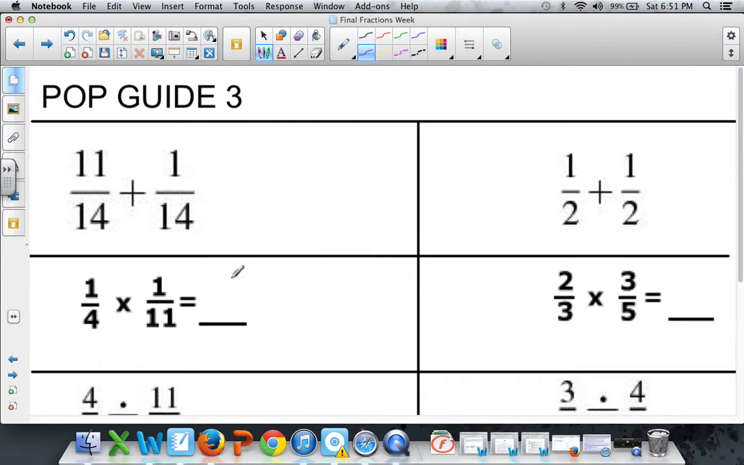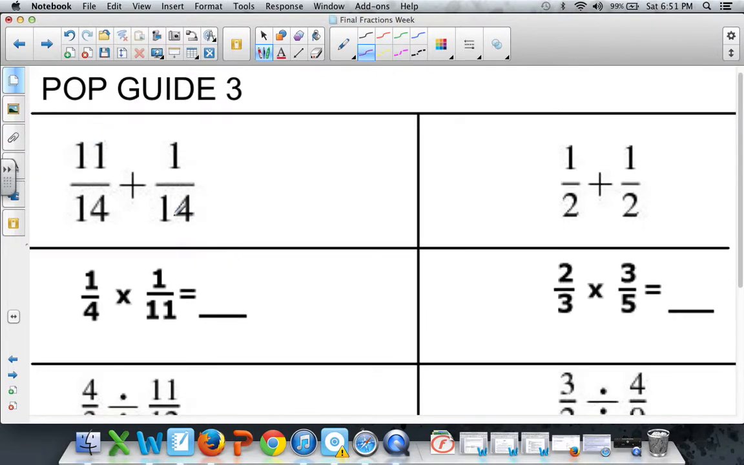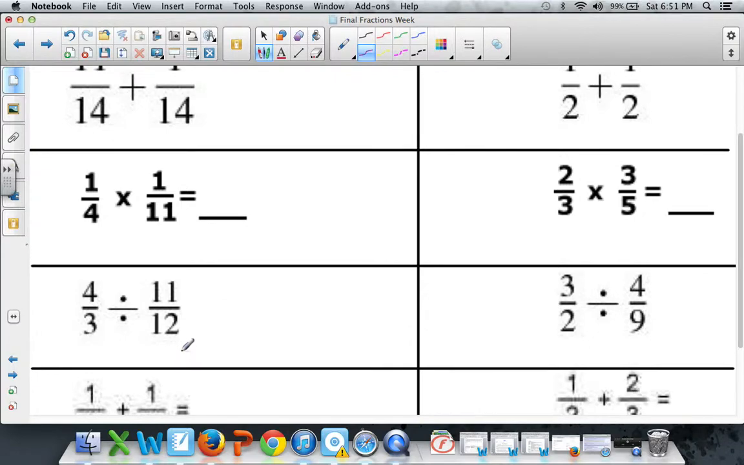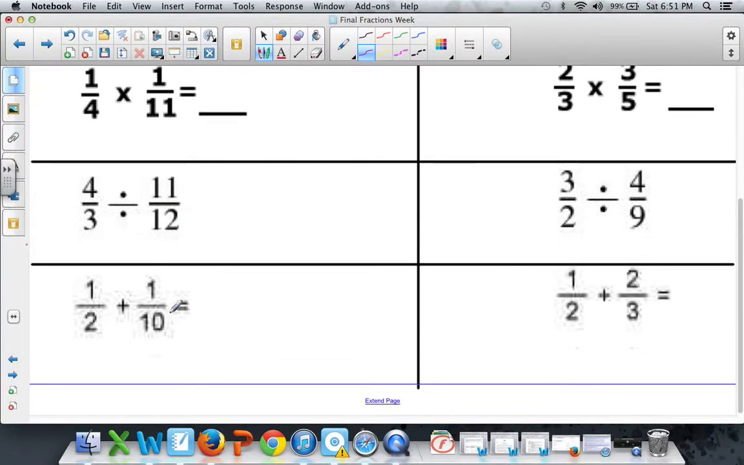One more minute to look at your Pop Guide 3. These fractions on the bottom are all the same, so adding them up is no problem. Multiplying is multiplying straight across. Dividing is just like multiplying, but you have to flip the second number first. And when you have fractions that don't have the same denominator, you have to make them the same. Alright guys, good luck. Thank you.